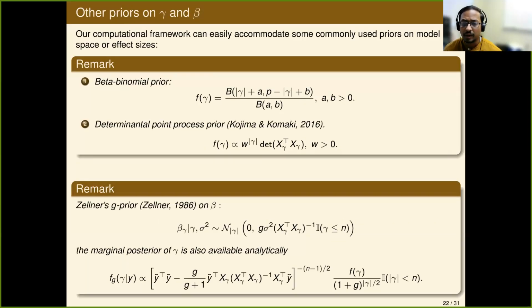Just a passing comment: our model is based on a particular independent Gaussian structure on the effect sizes and the model sizes. But it is possible to incorporate into the computational framework some commonly used or new priors on models. So, for example, the beta binomial prior on the model size, the determinantal point process prior on the model size, or Zellner's g prior on the coefficients. So our computational framework can easily accommodate these priors on the models and coefficients.